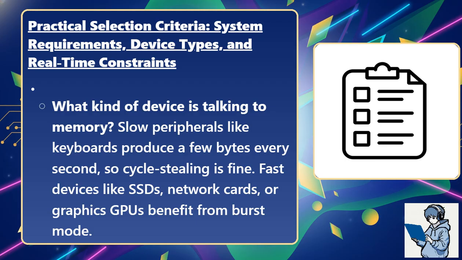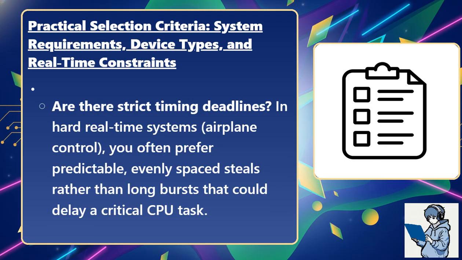What kind of device is talking to memory? Slow peripherals like keyboards produce a few bytes every second, so cycle stealing is fine. Fast devices like SSDs, network cards, or graphics GPUs benefit from burst mode. Are there strict timing deadlines?